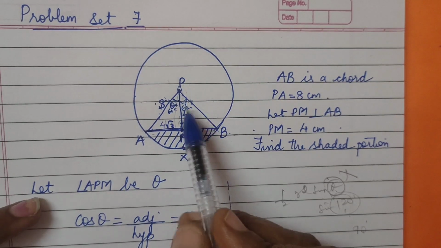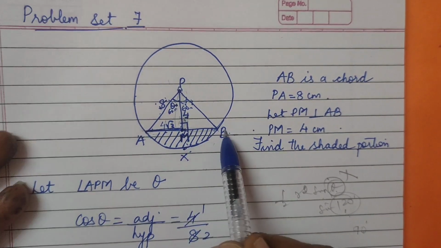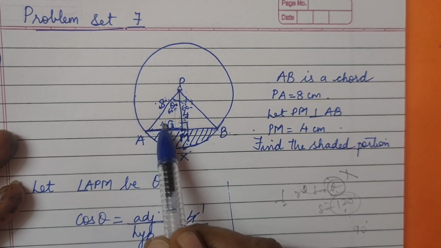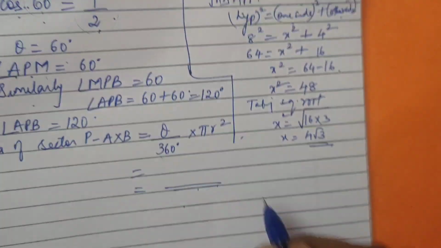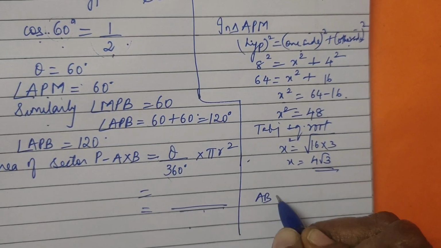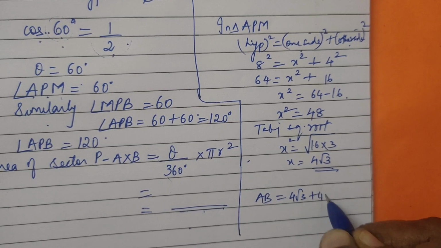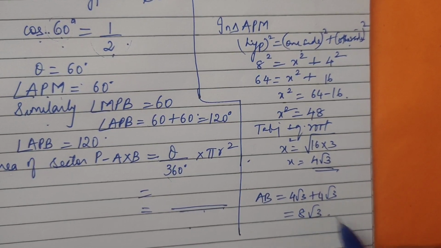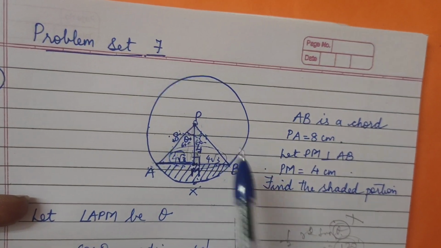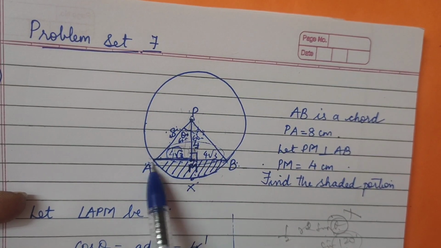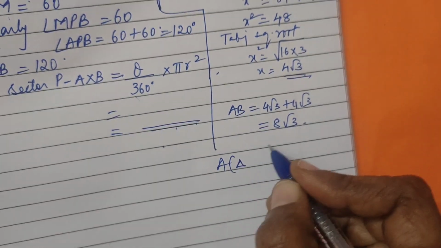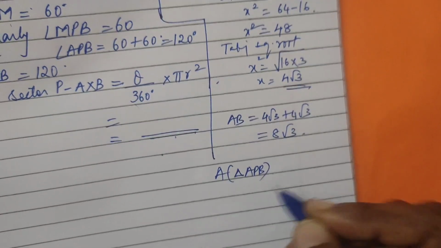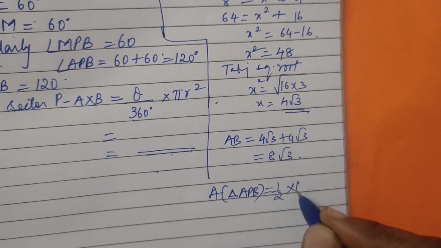So how is this? A perpendicular drawn from the center of the circle bisects the chord, we say. That means this is 4 root 3, so this one will also be 4 root 3. So AB we can write as 4 root 3 plus 4 root 3, that is 8 root 3. So AB is 8 root 3 and the height is 4. Base is 8 root 3. So we can apply the formula: area of triangle APB equals half into base into height.